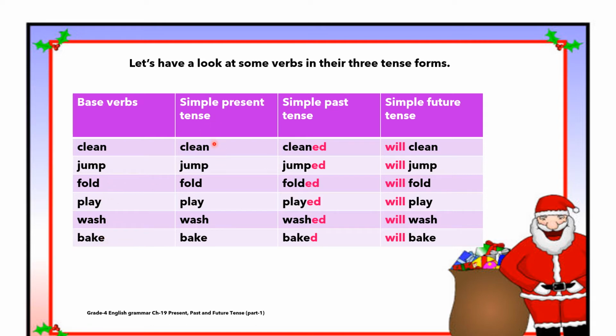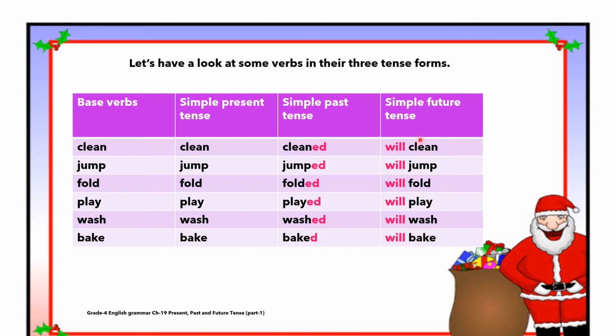And in the second column, simple present tense tells us what is happening now or actions that happen regularly or permanently. And whatever the subject is, you have to add s or es to the verbs accordingly. In the third column, simple past tense shows that the action has already happened, and for that you have to add ed to the verb.